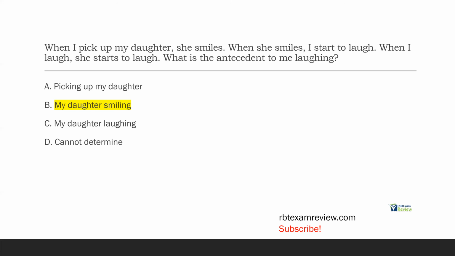I mean, a 1 or a 2 on the difficulty scale. If you don't understand this question, you need to go back and get more fluent. Super easy question. Again, 1 to 2 on the difficulty scale. This is a question you need to get 100 out of 100 times. Easy points, nothing to it. Okay, antecedent right before laughing, she smiles. What is the antecedent? My daughter smiling.